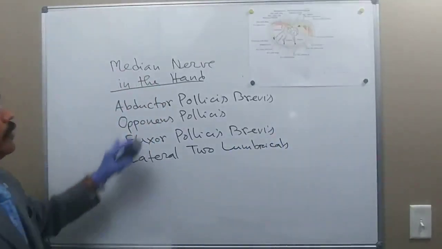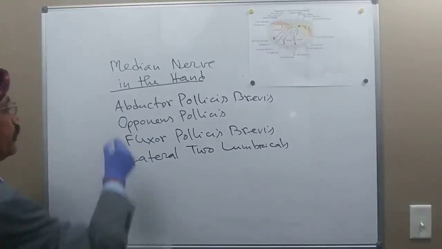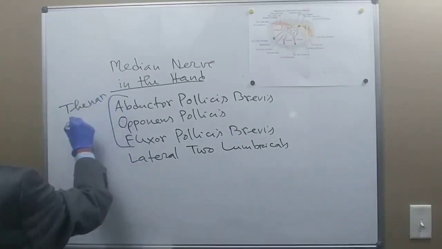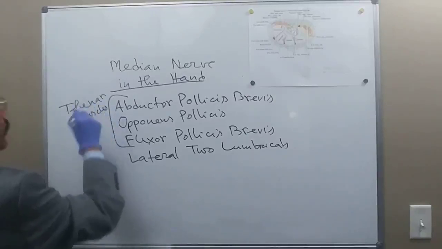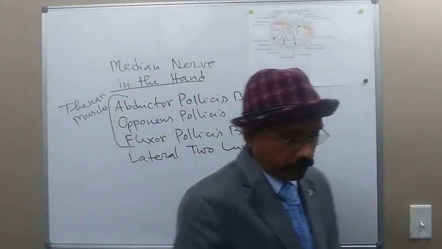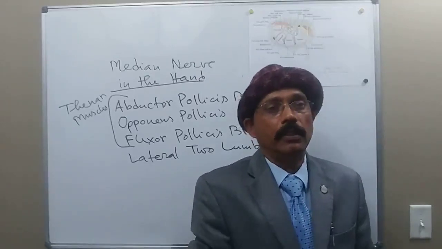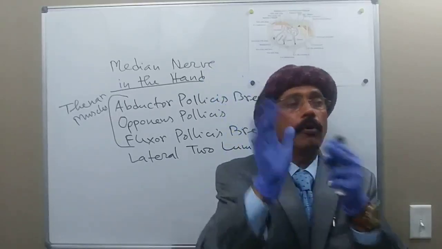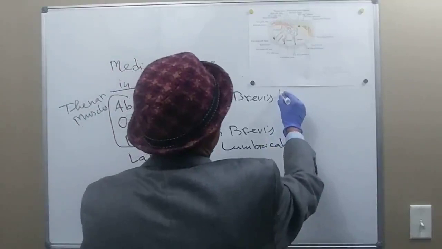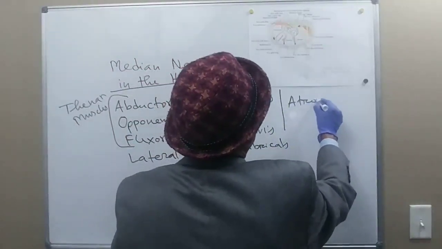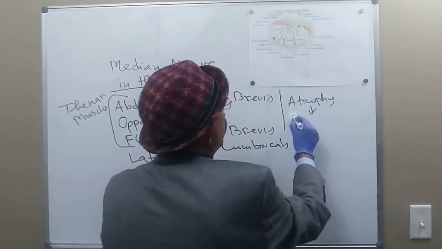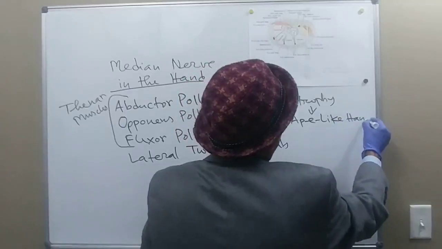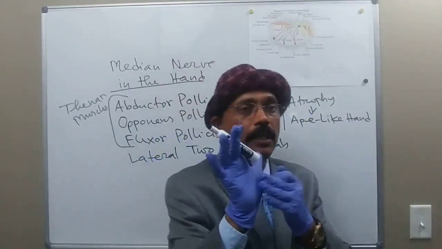So these muscles are present. Specifically, these three muscles are the thenar muscles. If they don't get the nerve supply, there will be atrophy and flattening of the thenar eminence. That will lead to an ape-like hand. Ape-like hand means depression of the thenar eminence.